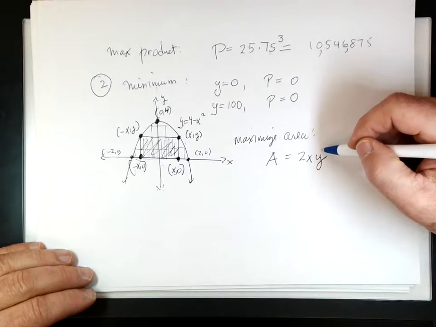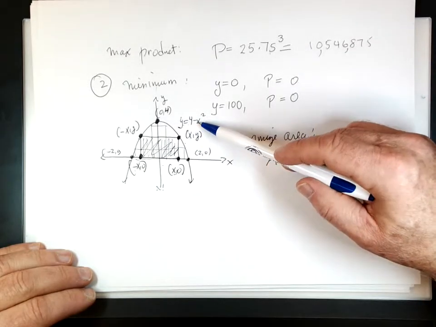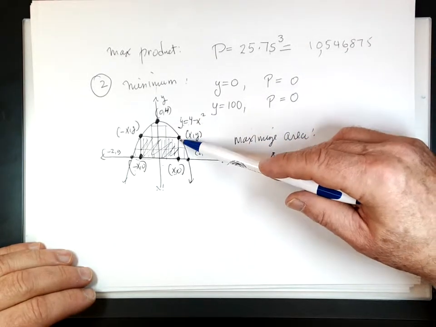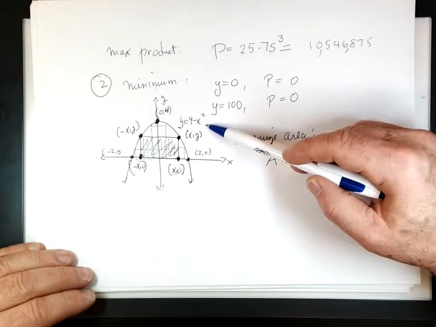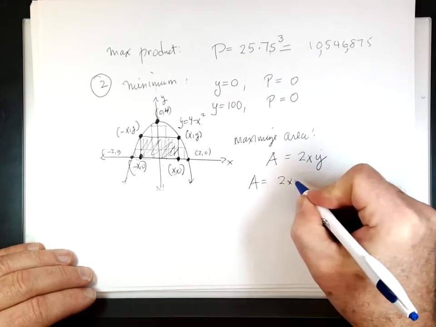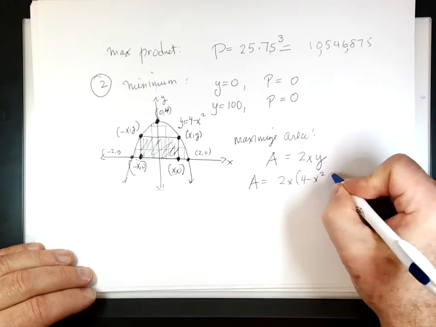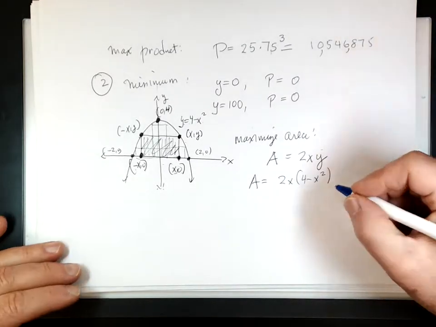We want to maximize this area of 2xy, given that y is equal to 4 minus x squared. If the point is on this curve, the y-coordinate is 4 minus x squared. So what we want to maximize is 2x times (4 minus x squared). Now let's get some restrictions on x. Let's get some endpoints here.